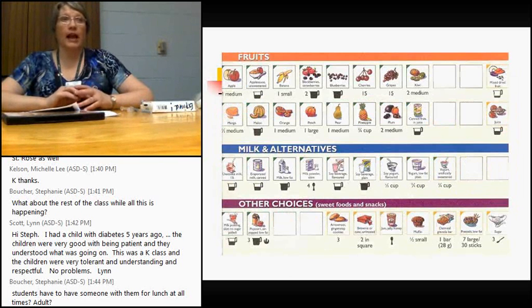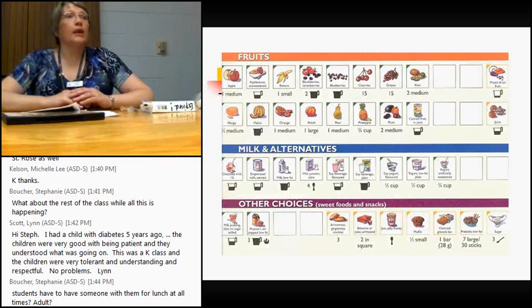Milk and alternates have a carbohydrate. And then the last category is other choices, which is a lot of treat foods a lot of the time. Each one, in one portion size as listed on the guide, would give the equivalent of 15 grams of carbohydrate, or 3 teaspoons of sugar. So the kids and their families would all learn this food guide and would get a sense of how much carbohydrate is in the various portions of food.